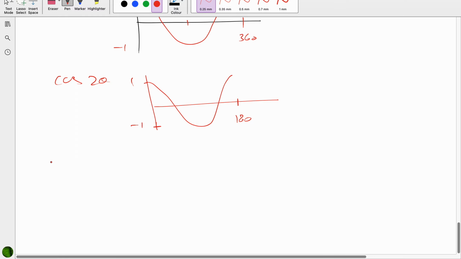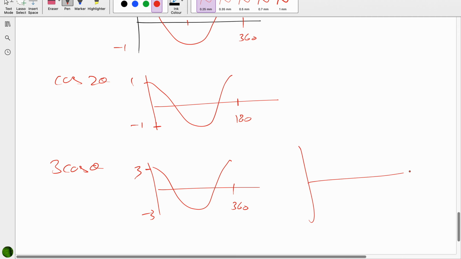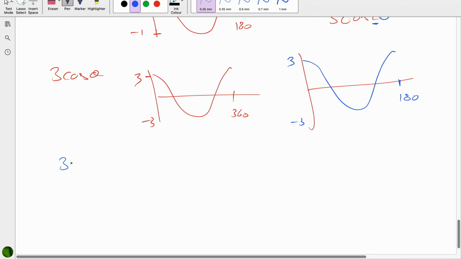So if I touch the amplitude 3 cos theta, this is the curve, and it ends at 360. Now this is 3, this is minus 3. If I write 3 cos of 2 theta and I am drawing one cycle, 2 theta means there are two curves in 360, so 180 makes one curve. This is 3, this is minus 3. And the same goes with 3 cos theta plus 1. So I have to raise it by 1 unit. I'm just sketching the curve.